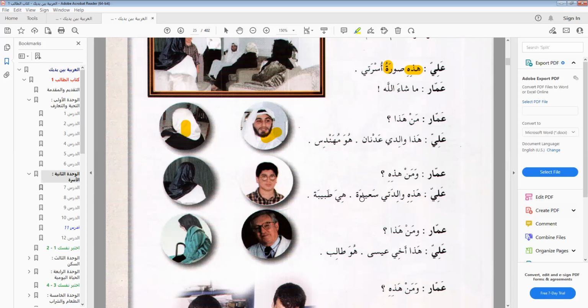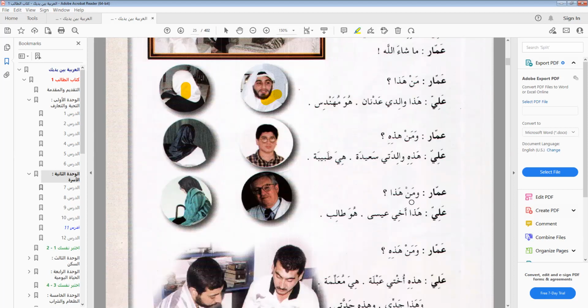Sa'ida, her name is Sa'ida. Hiya tabiba, or hiya tabibatun, she's a doctor. If I see the ta, I know this is a female doctor. Hiya tabibatun, and that is why I'm using hiya here. I won't say huwa tabibatun. It has to be hiya tabibatun.